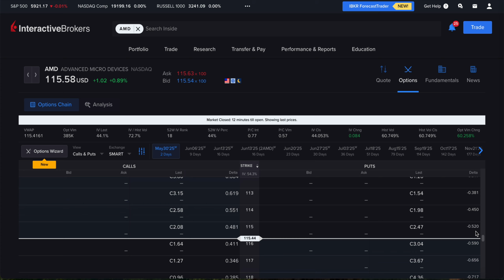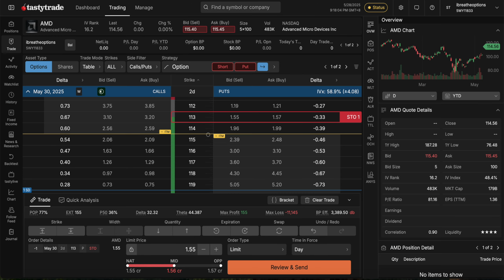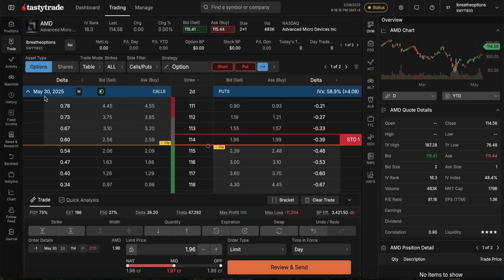So what is probability of profit? Let's look at Tasty Trade here. Tasty Trade has the probability of profit here. So same AMD, you can choose long call, short put. So the same. Short put, looking at May 30th, 2025, the current market price is 114.56 here. The data is a bit slow, but nevertheless, let's look at the 114 strike price. This is an out of the money put here. The probability of profit is 73%. So this is probability of profit.